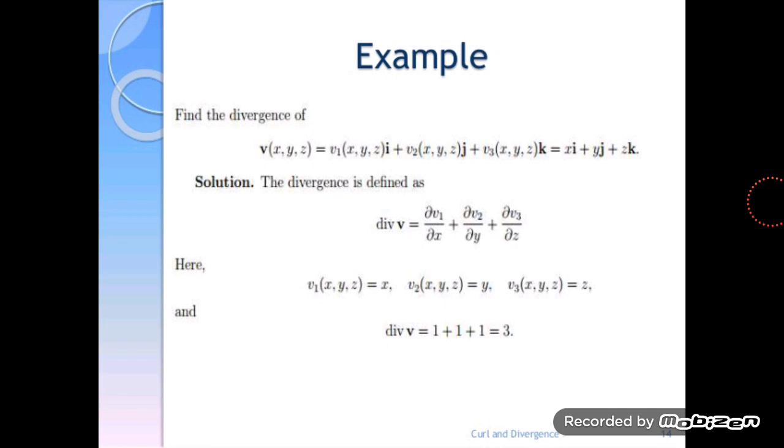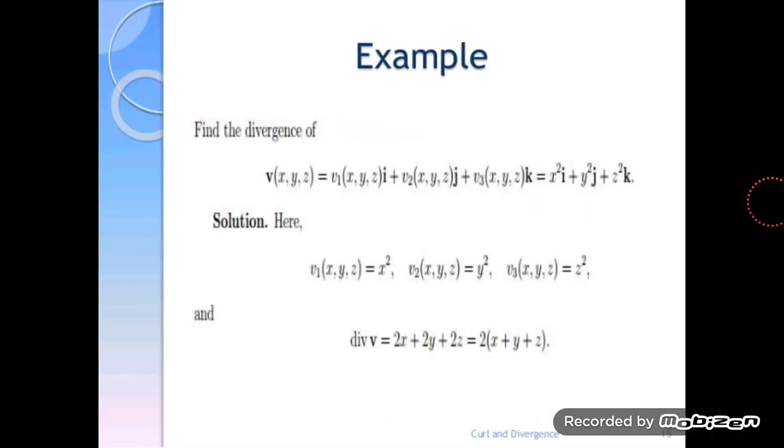While we differentiate v1, v2, v3, we have del x upon del x, which is equal to 1, del y upon del y, which is also equal to 1, del z upon del z, which is also equal to 1. By putting these values, the divergence of v is equal to 1 plus 1 plus 1, which is equal to 3.